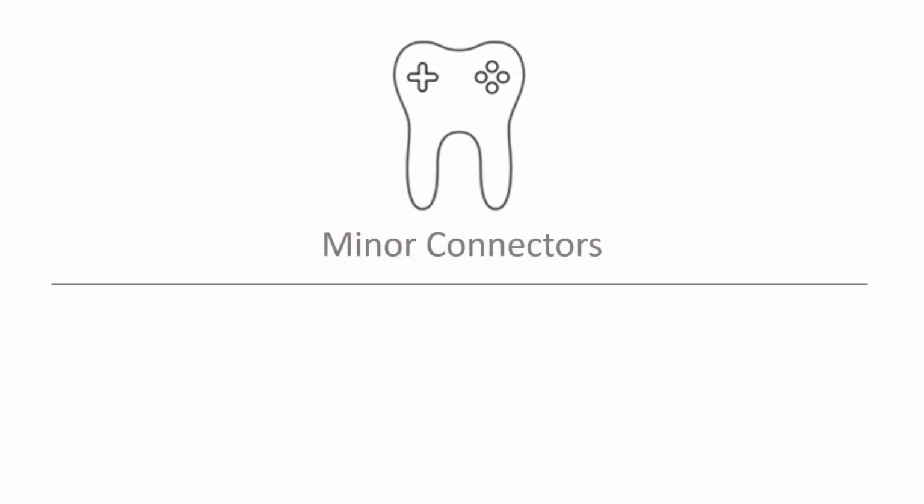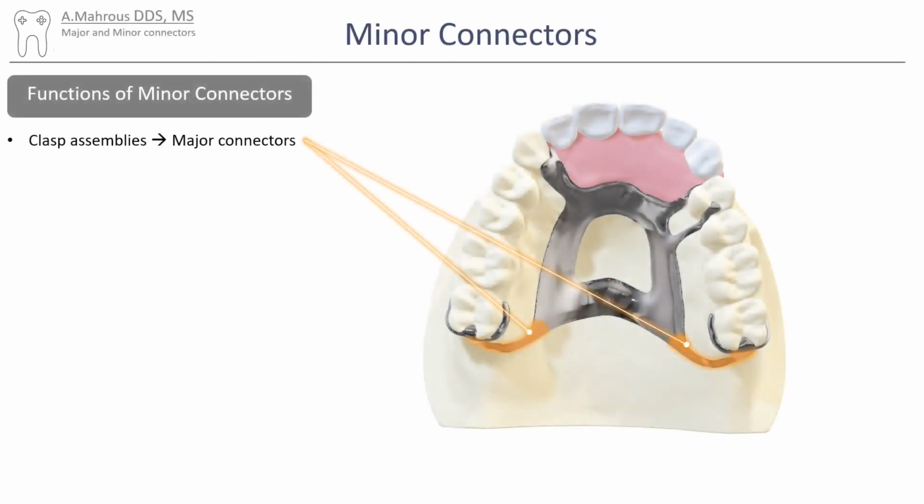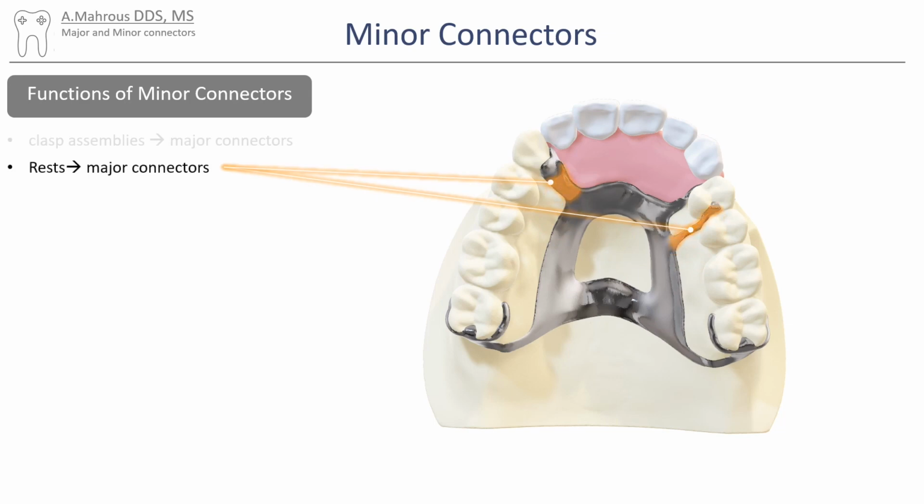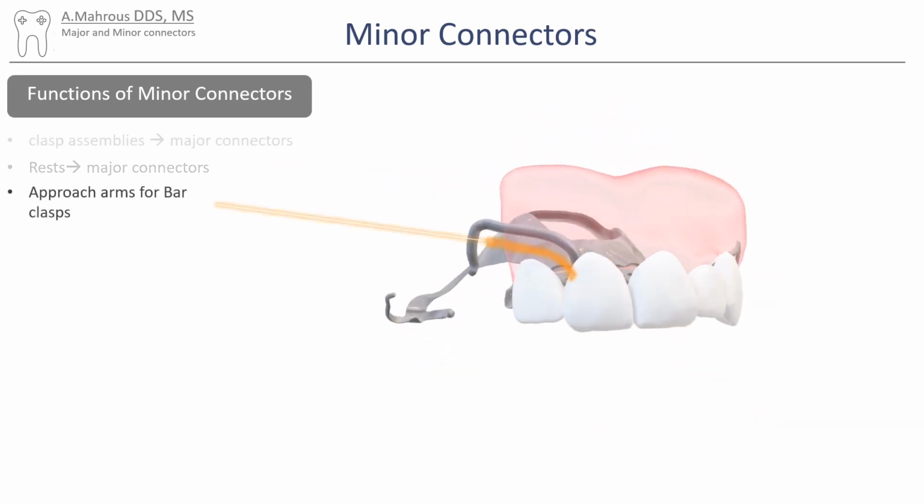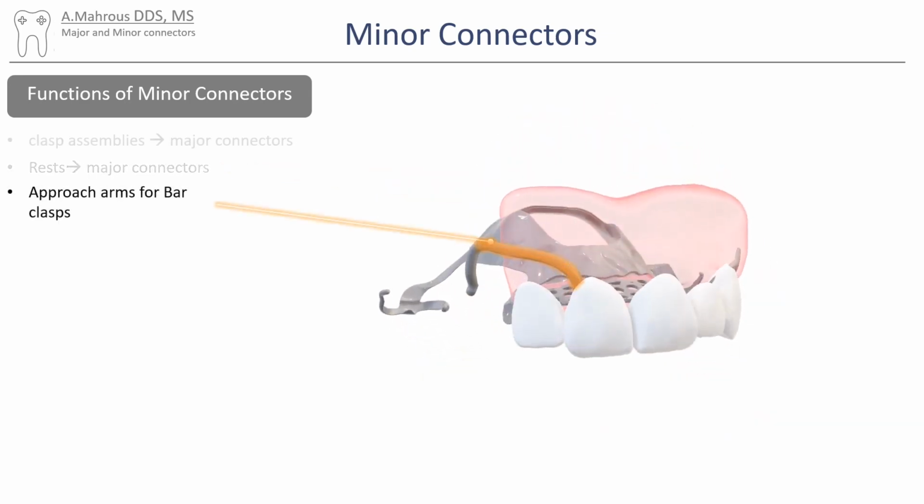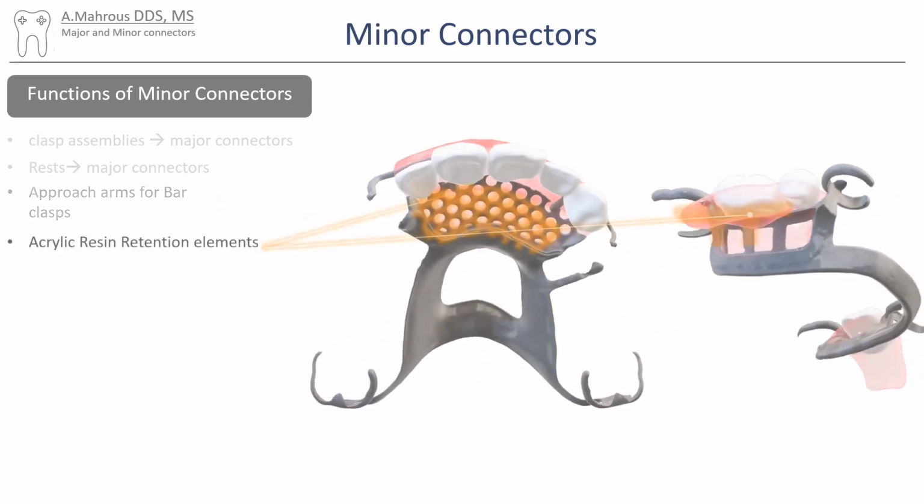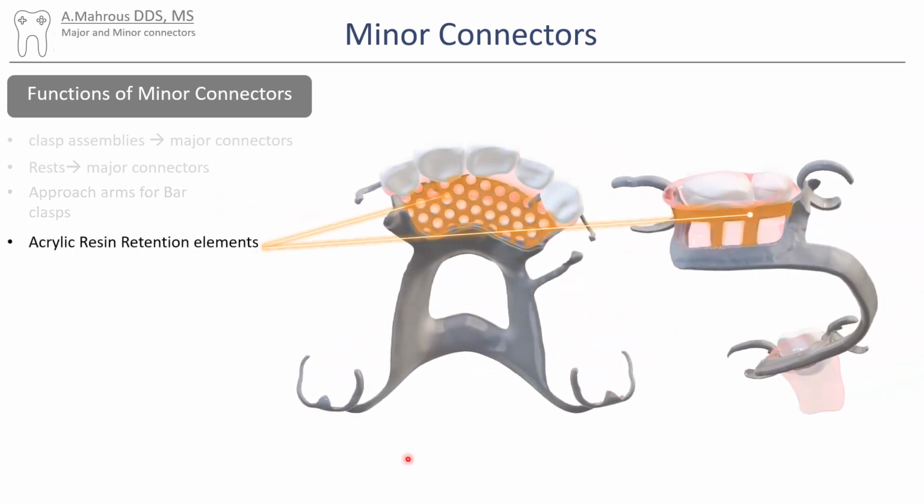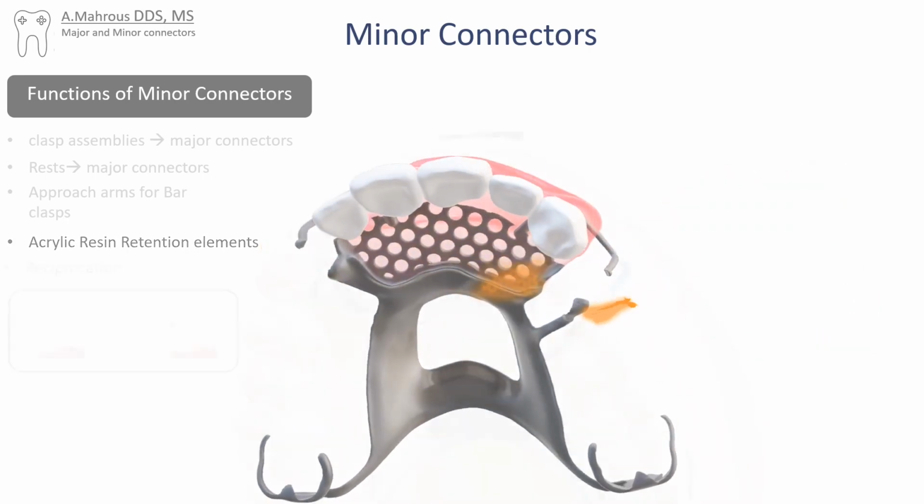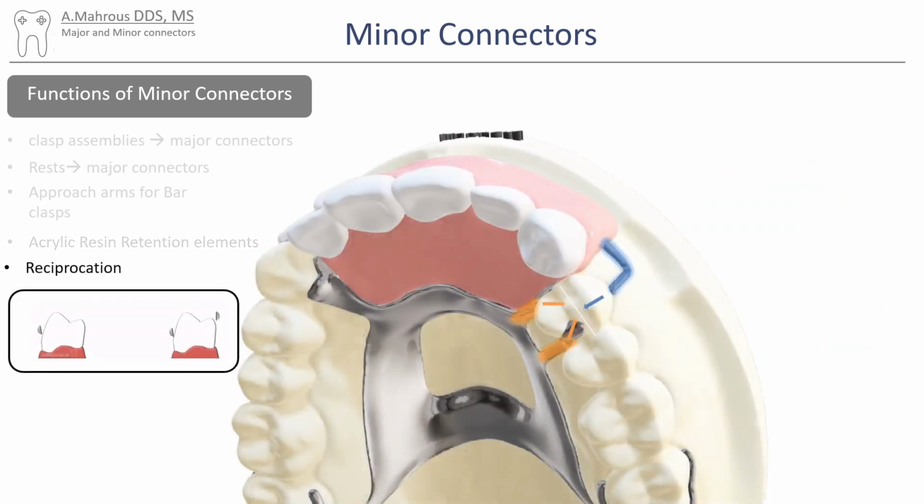Now let's move on to minor connectors, and we'll start with their function. Minor connectors can function as the connection between the major connector and the clasp assemblies. They can also connect the major connector to the rests. Minor connectors could also be part of the approach arm for bar clasps. They can also be used as an acrylic resin retention element, like a meshwork shown here, or a lattice. Minor connectors are rigid, and because they are rigid, they can provide reciprocation, like this clasp assembly here.